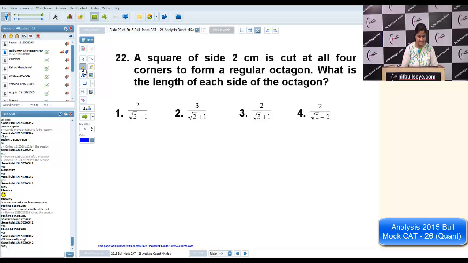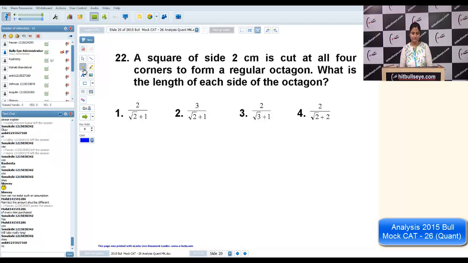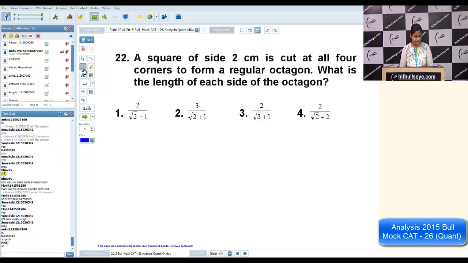Coming to math section once again. Coming to medium level question, 22nd. Any problem in this? This concept is used many times in previous mocks. That was a medium level question. Very good.